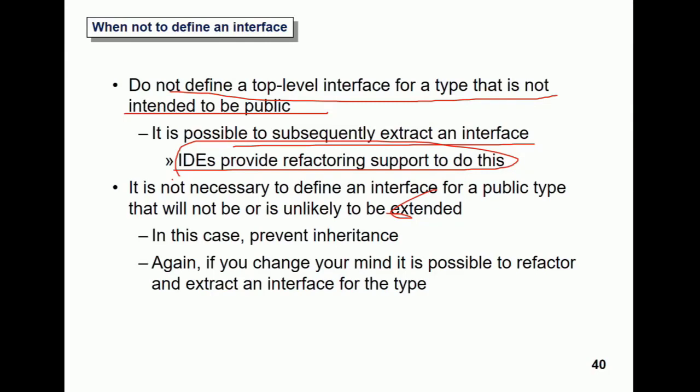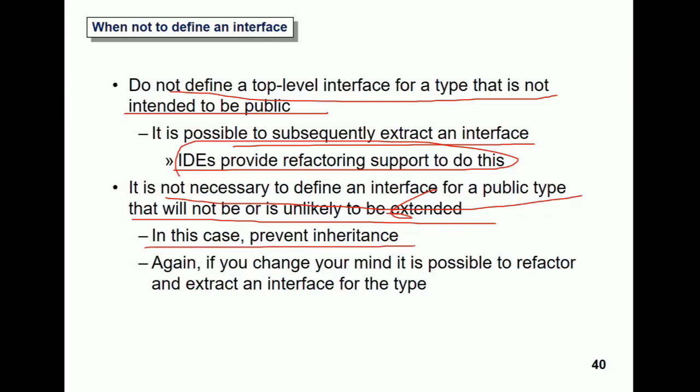So if you change the name of a class, you don't have to go ahead and manually change everywhere that you've used that class by hand. So there's a refactoring menu item within the Eclipse IDE. So have a look at it and see the different things that you can do. It is not necessary to define an interface for a public type that will not be or is unlikely to be extended. Okay, so an interface is usually intended to be extended by concrete classes.